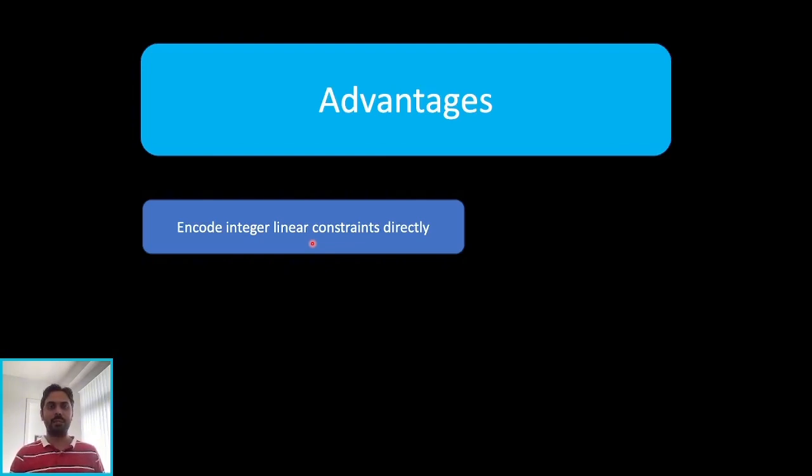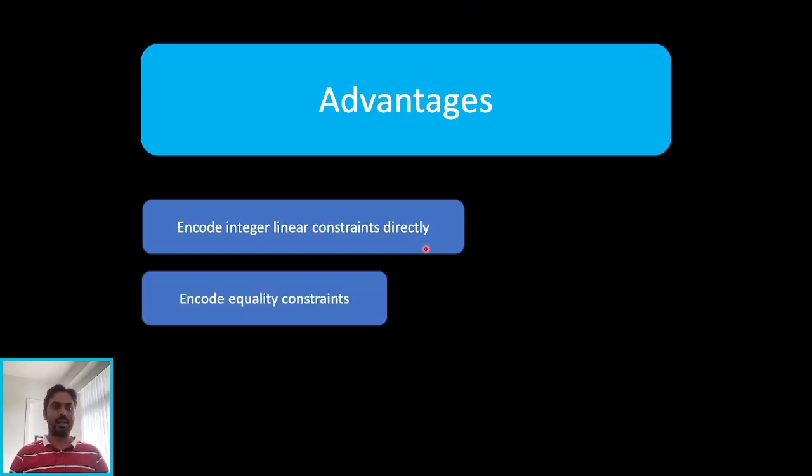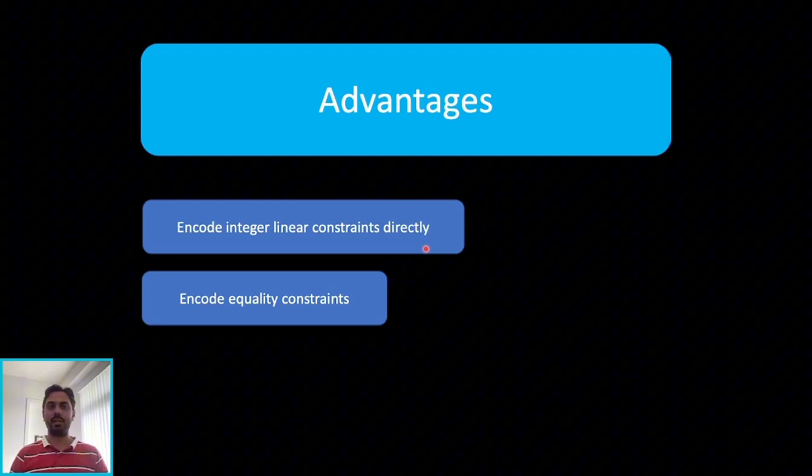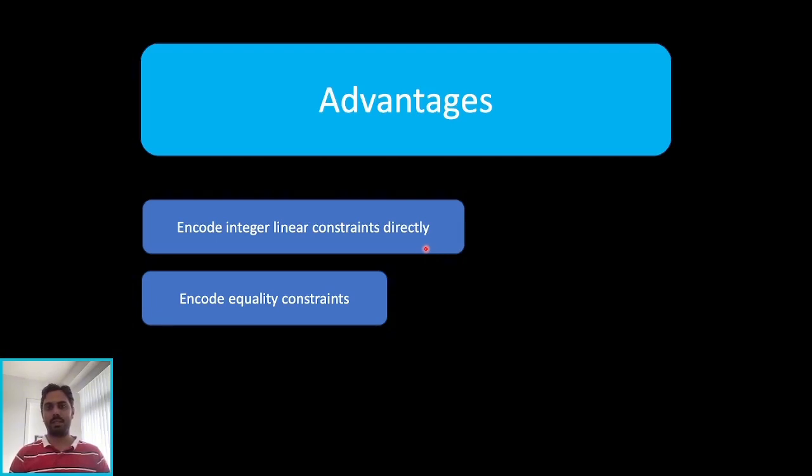then first we need to convert this integer linear constraint into a pseudo-Boolean constraint, and then convert that pseudo-Boolean constraint into this generalized totalizer, for example, right? That would lead to some level of inefficiencies that we can avoid. The second advantage is again related to encoding, and here we can encode the equality constraints as well.